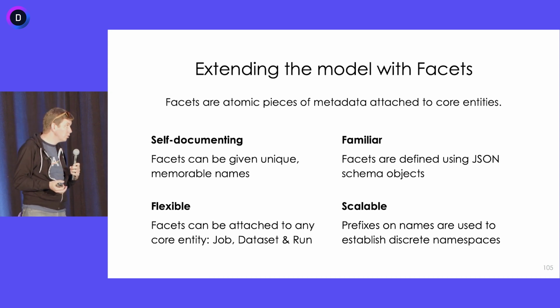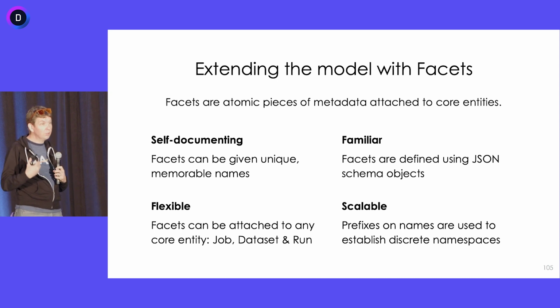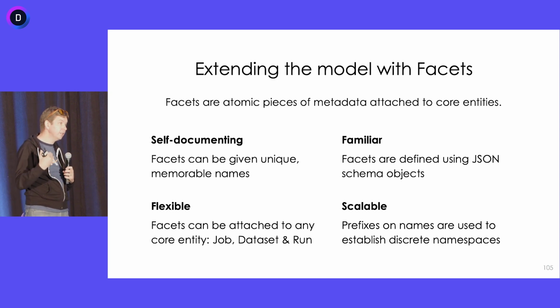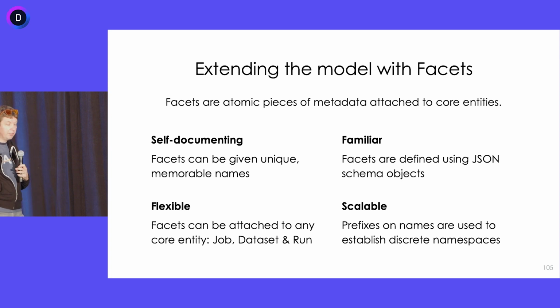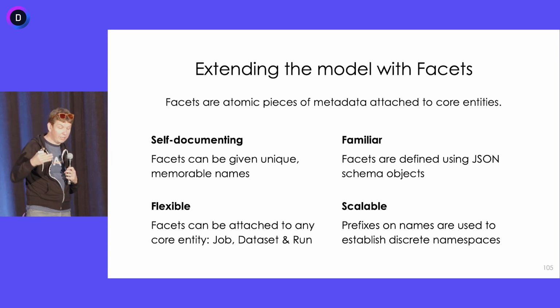And we also allow custom facets that let you extend the model without having to go through an approval process, right? So you can either have the common core facets that are going to be defined as part of the spec, or define your own custom facet and really make the model extensible so you can experiment and build on top of OpenLineage without having to go through any kind of approval process.